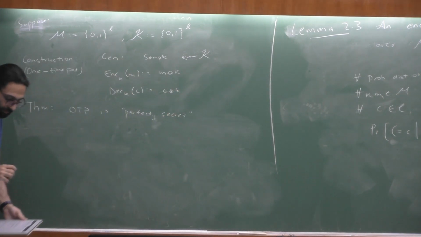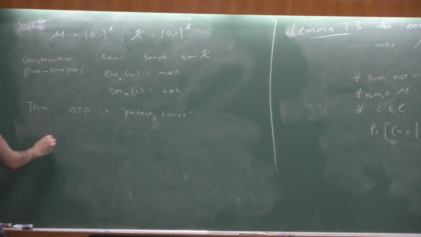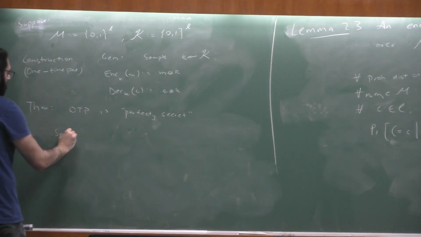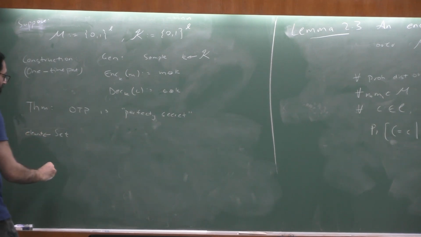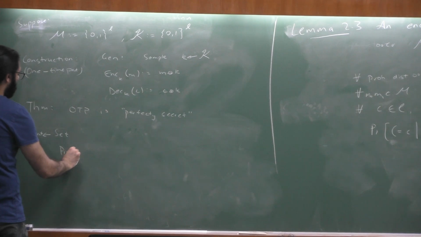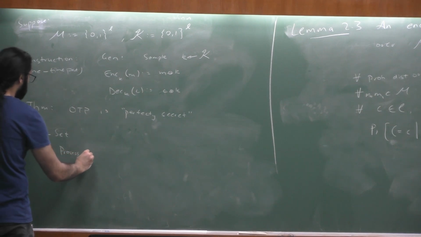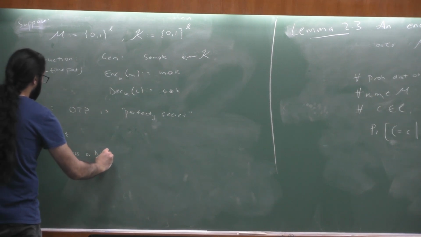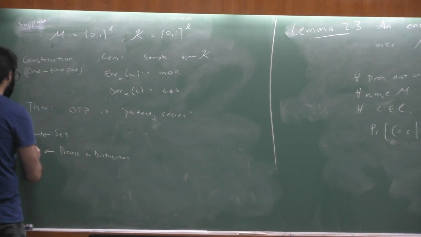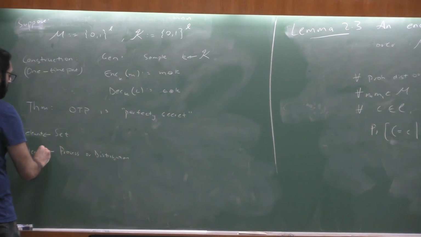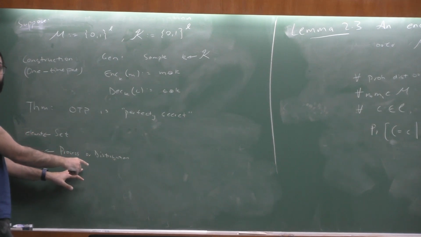So the notation that is often used is the following. If you have a set and there is a sample element, this would typically be uniform. If there's a process or a distribution, and then you sample an element, then basically you're running the process or you are sampling from that distribution.